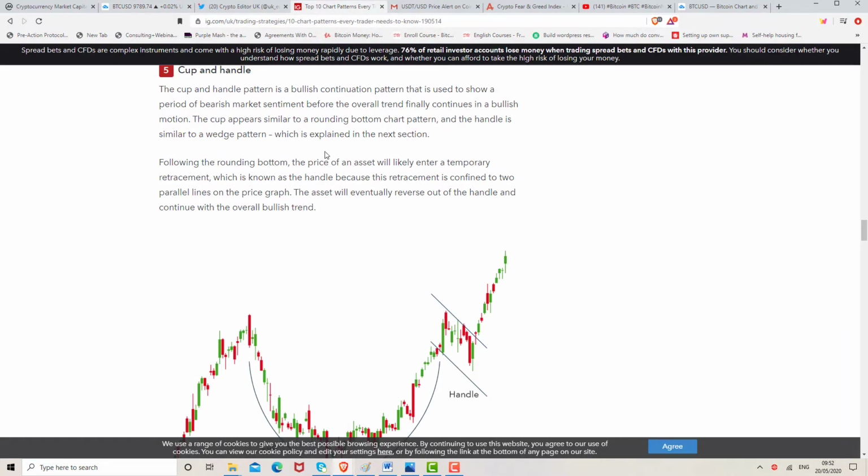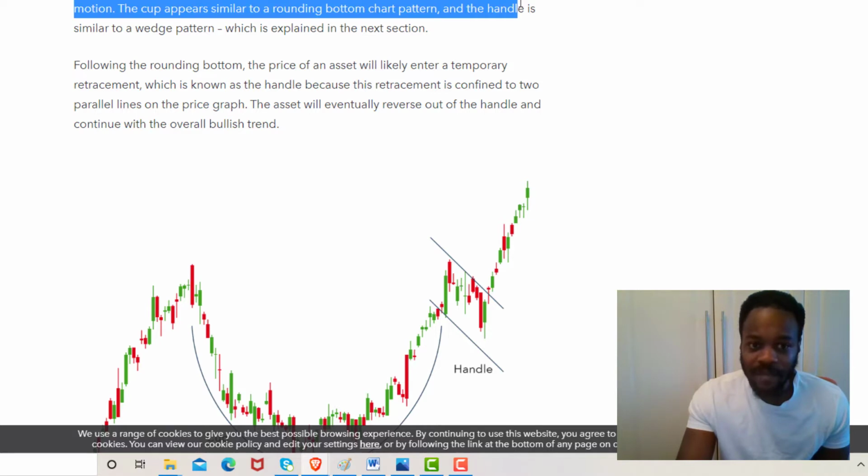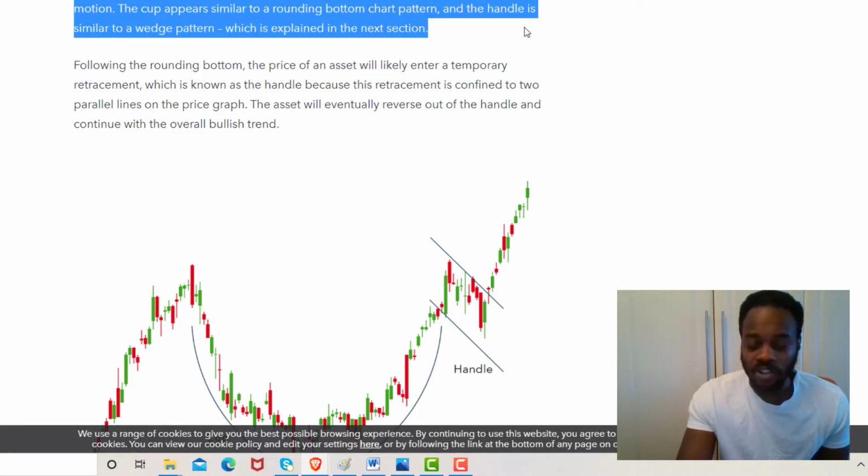The cup and handle pattern is a bullish continuation pattern that is used to show a period of bearish market sentiment before the overall trend finally continues in a bullish motion. The cup appears to be similar to a rounding bottom chart pattern, and the handle is similar to a wedge pattern, which is explained in the next section.